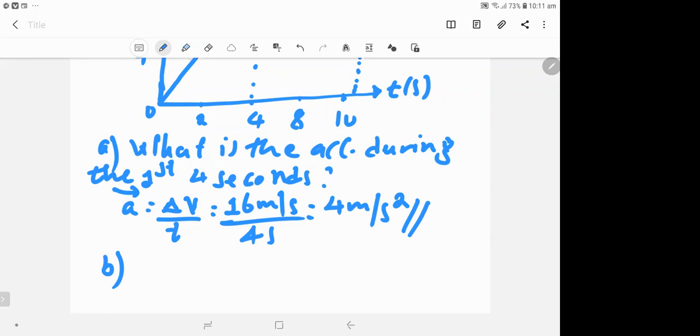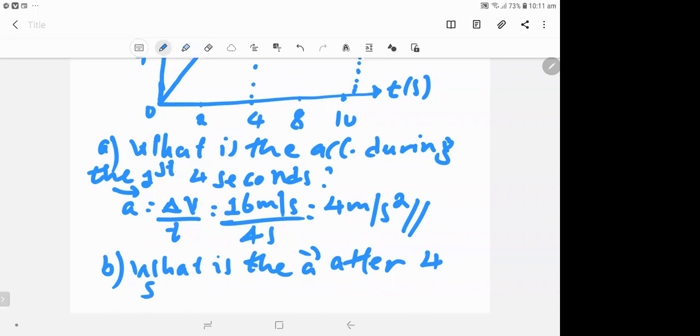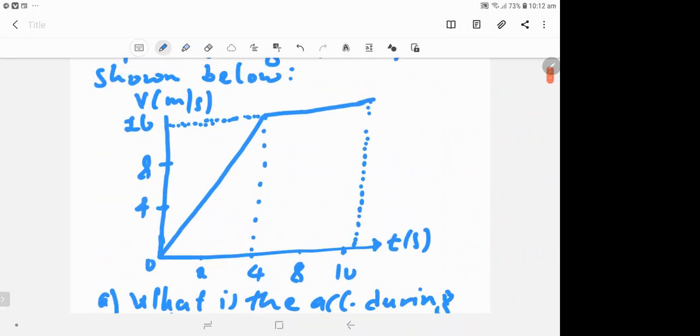Okay, what about the acceleration after 4 seconds? What is the acceleration after 4 seconds? Have you seen what your graph seems like? For example, this one is 16 minus 0. What about after 4 seconds? When your time is 4, what's your velocity? 16. And when your time reaches 10 seconds, what about your velocity again?